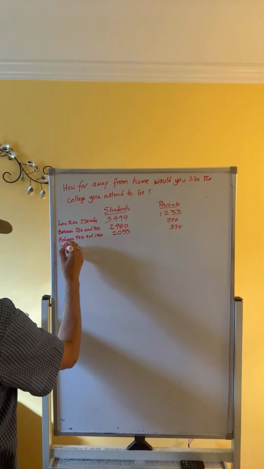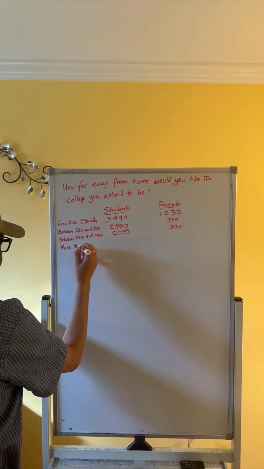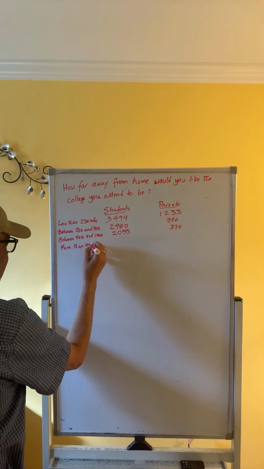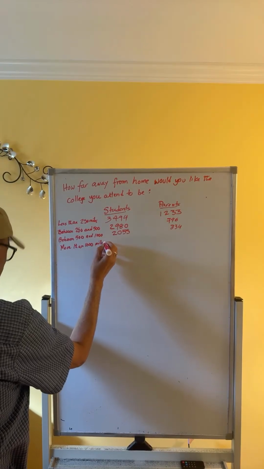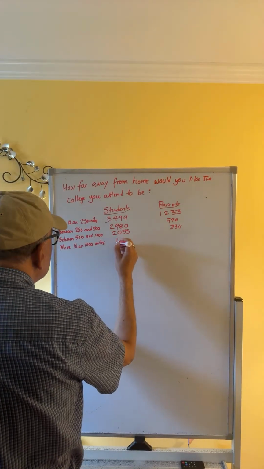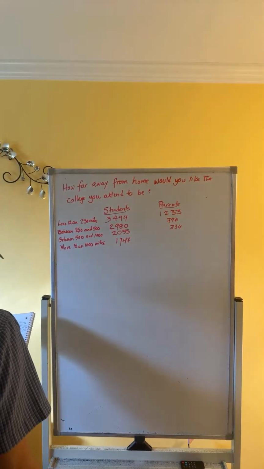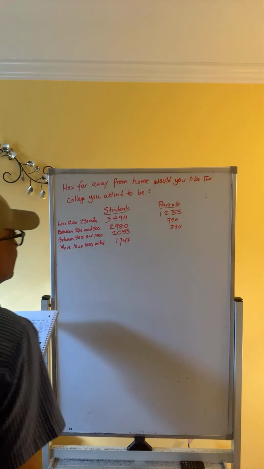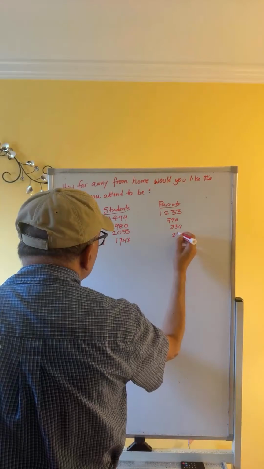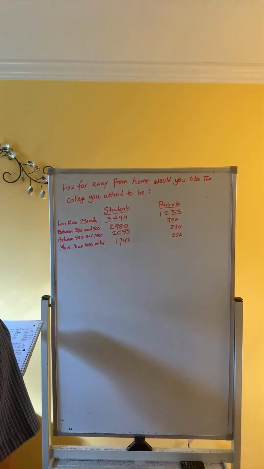And the last category of distance away from home is more than 1,000 miles. For students, it was 1,747 students who responded yes to that category. For parents, it was 206 parents who responded yes to that category.